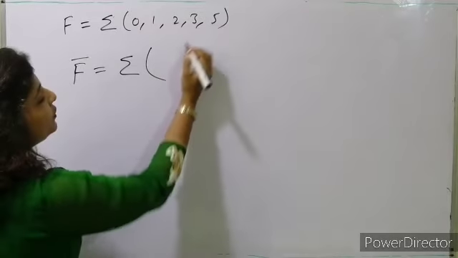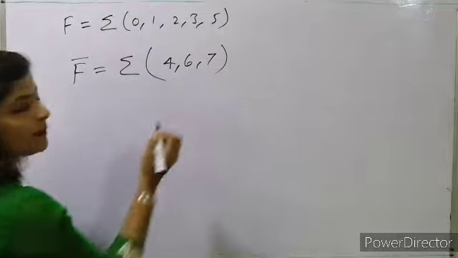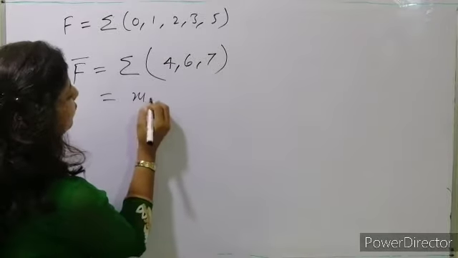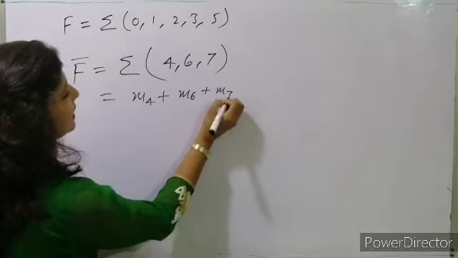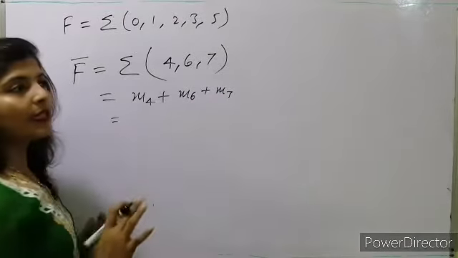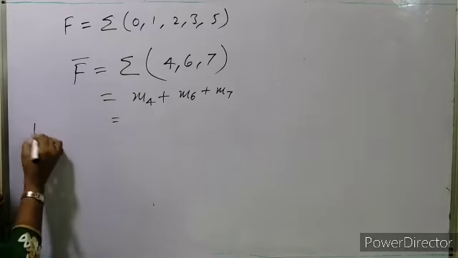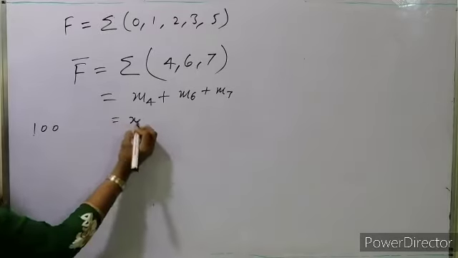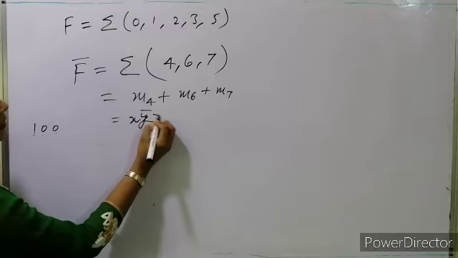So 0, 1, 2, 3, 4 is not there, 5, 6 and 7. Okay, so this will be f dash. So now we'll write for this one m4 plus m6 plus m7. So m4, 4 का मतलब क्या होता है in binary, how we'll write 4? 1 0 0. So x will be 1, x, y and z bar.